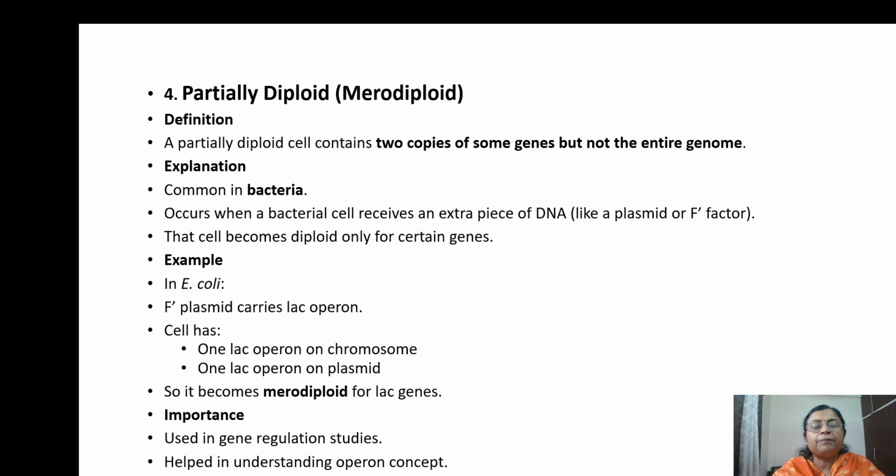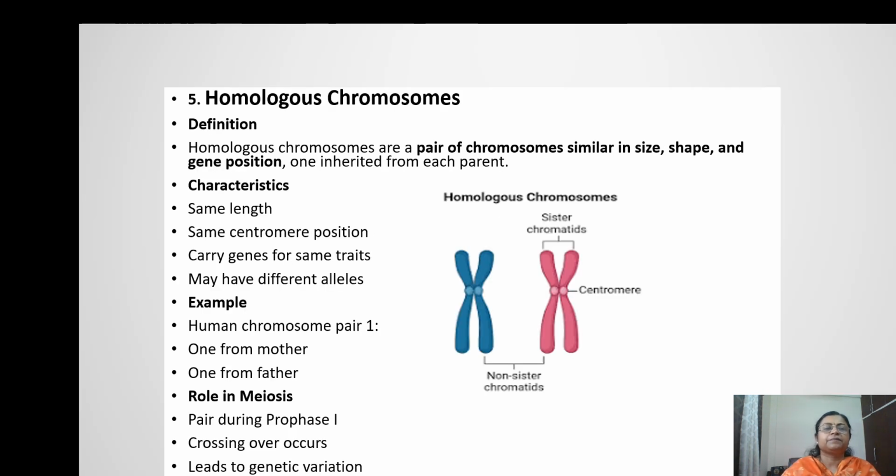Then the bacterial cell receives the extra piece of DNA. That cell becomes diploid only for certain genes. For example, in E. coli, F plasmid carries lac operon. The cell has one lac operon on the chromosome and one lac operon on the plasmid. So it becomes merodiploid for lac genes. The importance of partially diploid cells is that they are used in gene regulation study and help in understanding the operon concept. You might have studied about the operon concept.